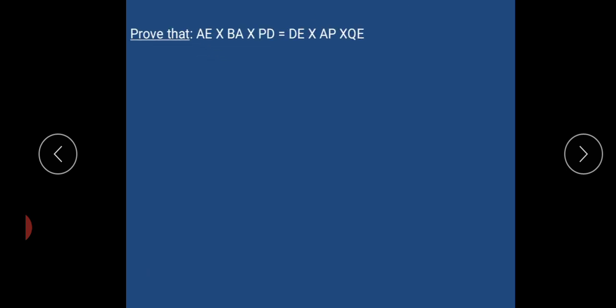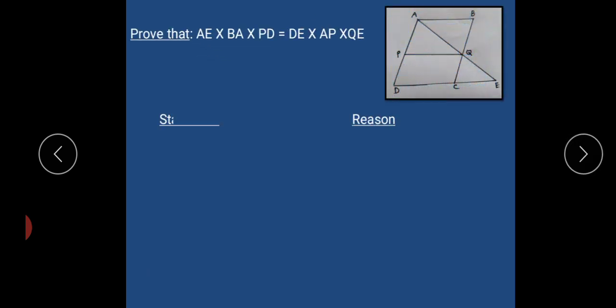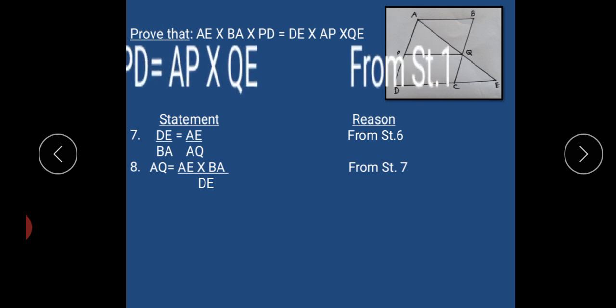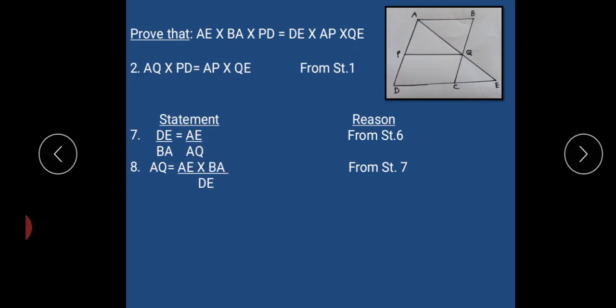This is what is asked to prove. This is the figure, and yes, this is the same step I have written here for continuity. And now you can write here AQ is equal to AE into BA upon DE. Now, where to substitute AQ? Yes, this is your statement 2.